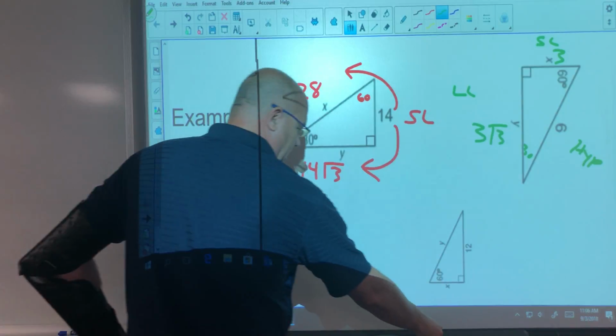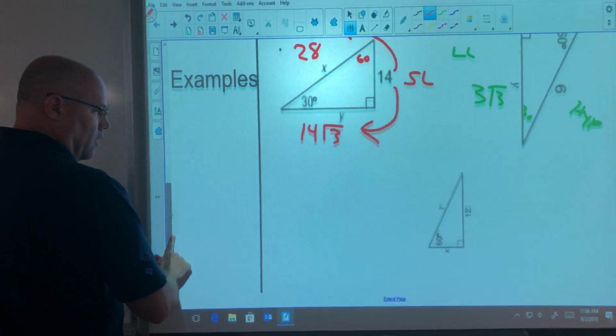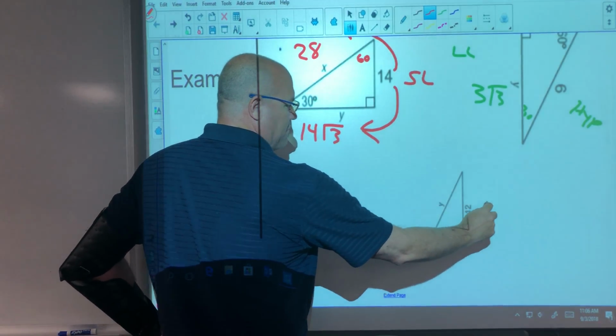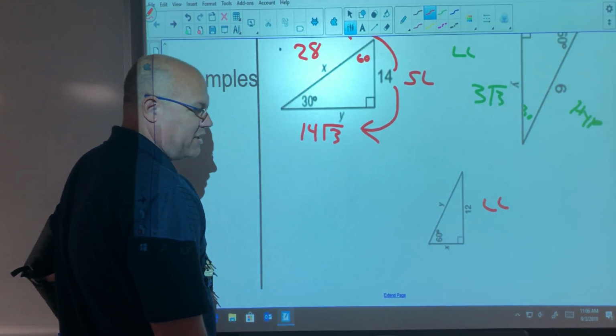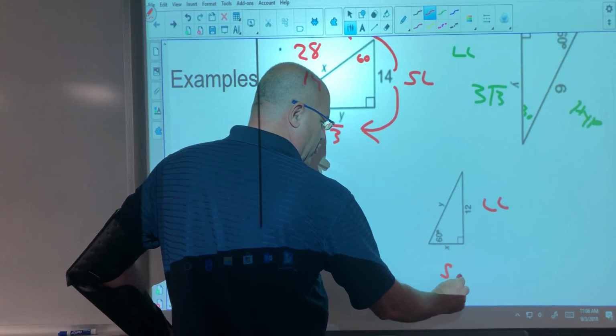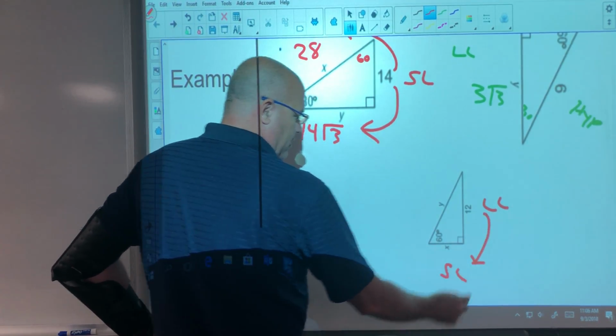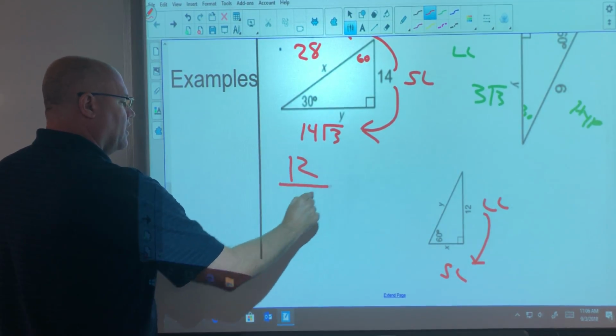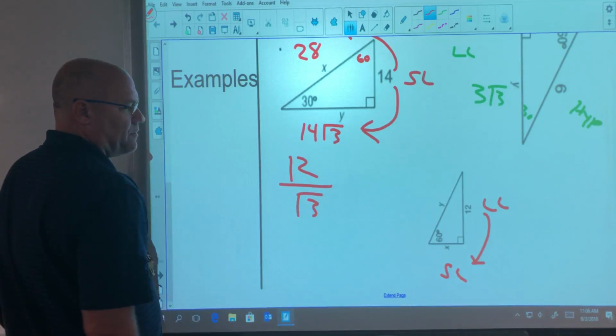All right, one more example. This time they gave me, here's a 60-degree angle. They gave me the long leg. Oh, this is a hard one. This is about as hard as they get. So I want to go from the long leg to the short leg. I want to go this way. So to do that, I'm going to divide by the square root of 3. So it's going to be 12 divided by the square root of 3.